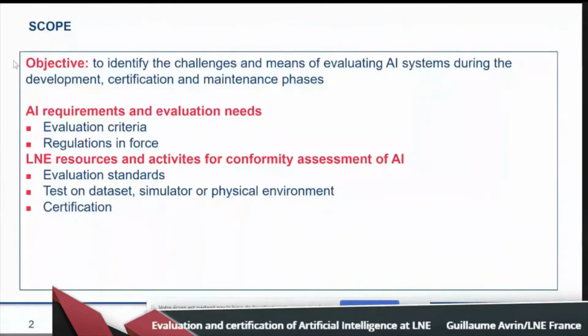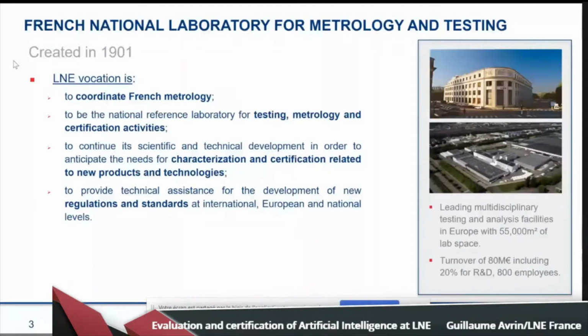So basically today, the scope of the presentation is to identify the challenges and means that are related to the evaluation of artificial intelligence systems. It can be for the development of AI systems, for certification, for the maintenance phases, and so on. We will discuss the evaluation criteria for artificial intelligence, the regulation, all the rules and laws related to the deployment of these artificial intelligence systems, and also the means related to the conformity assessment of these systems.